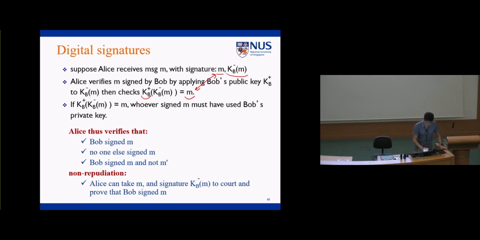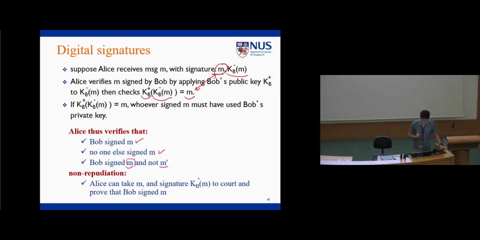So Alice can now verify that. So these are the guarantees provided by this digital signature. Bob signed M. No one else could have signed M because only Bob knows KB minus, Bob's private key. And it also guarantees that Bob signed M, but not some garbage, because Bob also sent this message. And when I decrypted the KB minus of M, I obtained that same message. So Bob did not sign some garbage message, but Bob indeed signed M.